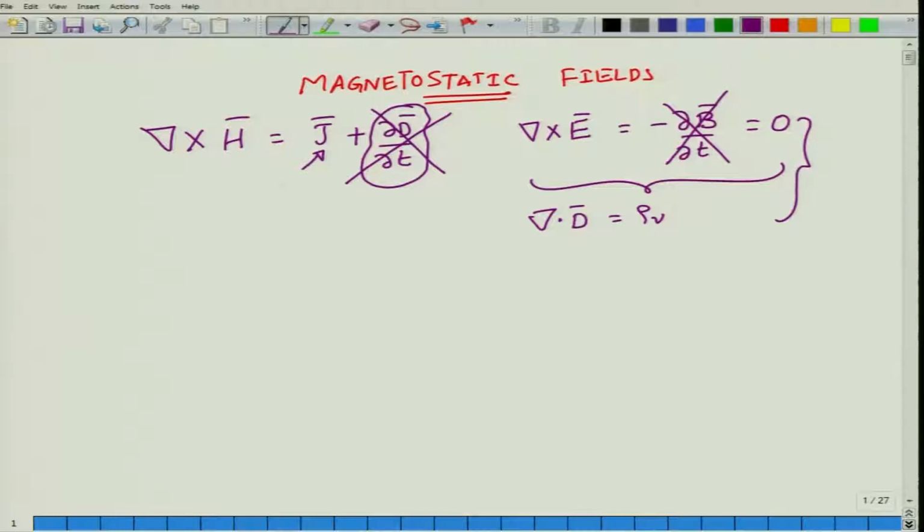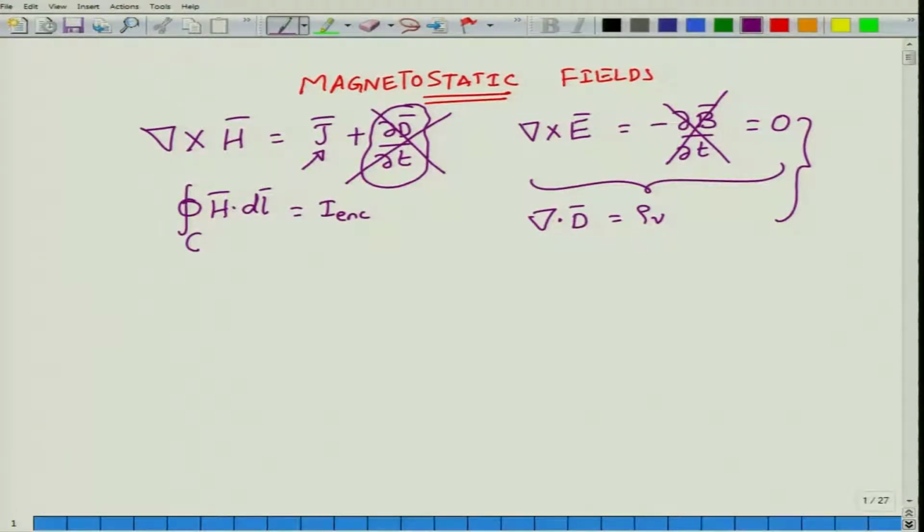So, this is the differential form of the Maxwell's equation or the Maxwell law. There is an integral version of which you should all be familiar with by now, which tells you that the integral of the magnetic field H over a closed curve must be equal to the total current that is enclosed.